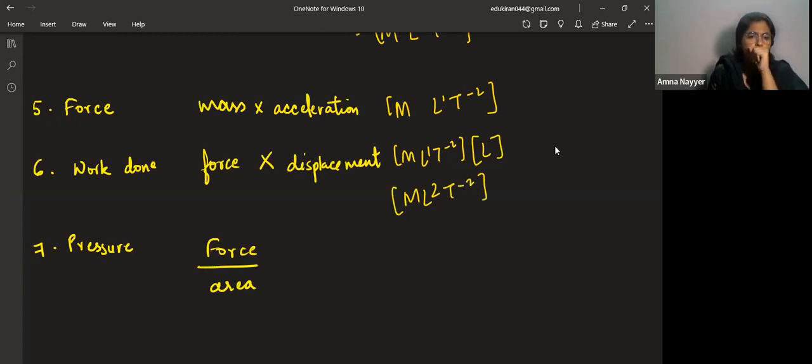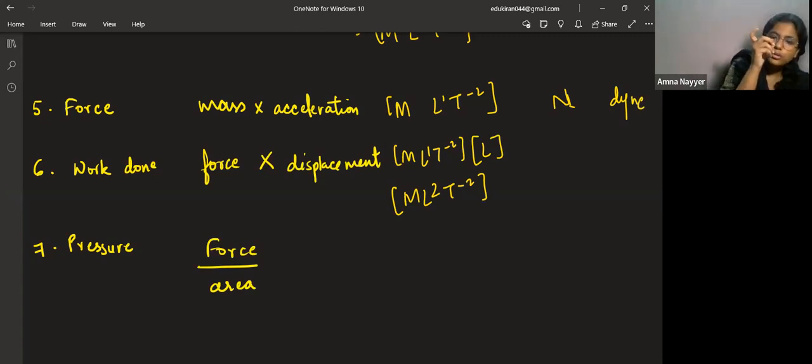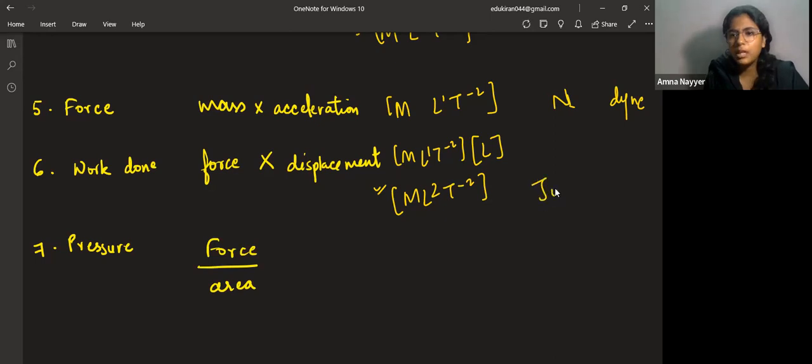That's it. One more thing, class, I forgot to tell you the SI unit of force. Force's SI unit is Newton, and its CGS unit is dyne. So when this is work done or any sort of energy, I'm again telling you, this formula will be for all types of energy. If you just remember this formula, all the formulas of energy will be solved. So this becomes joule.